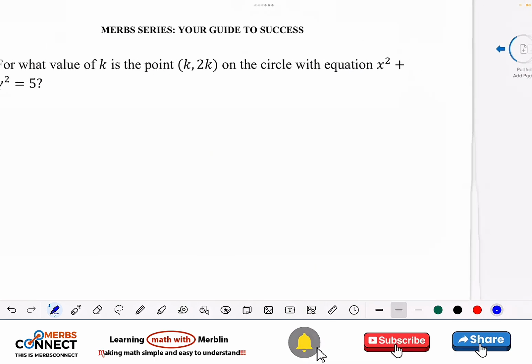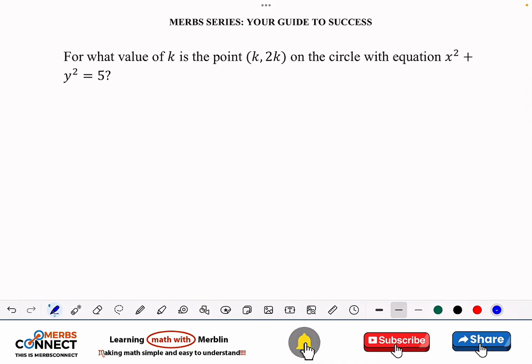Let's look at this one. Is it the last question? Yeah, this is the last question, and then we are done with this video. I give you some information and then we just finish it up. So for what value of k is this point on? Very important keyword here. That's what I've circled.